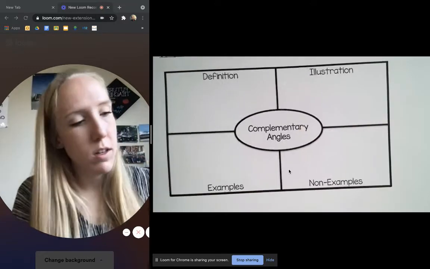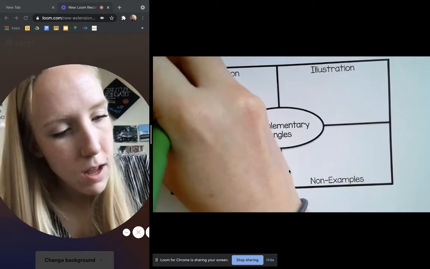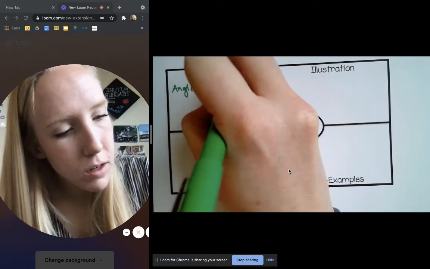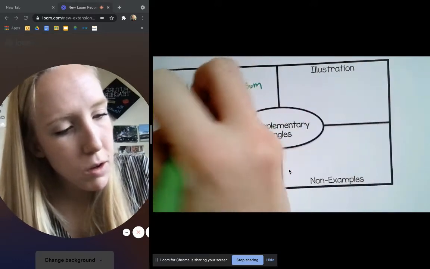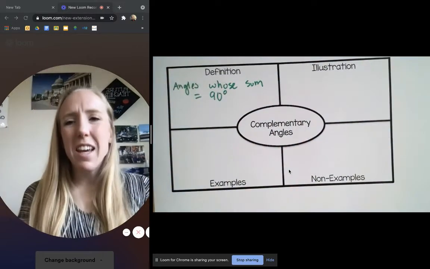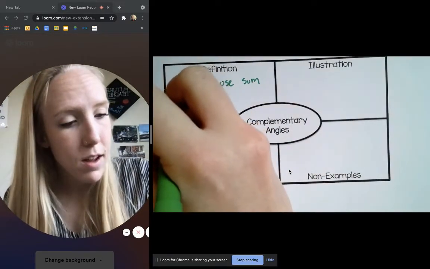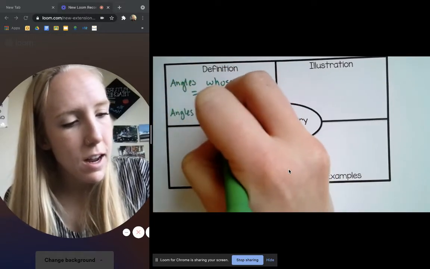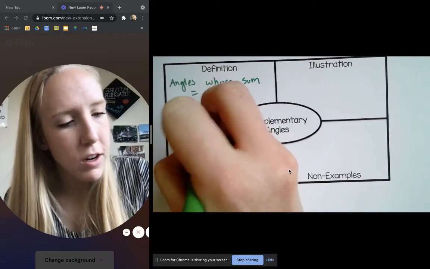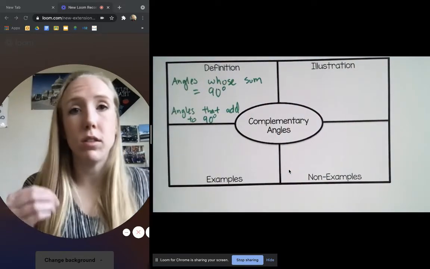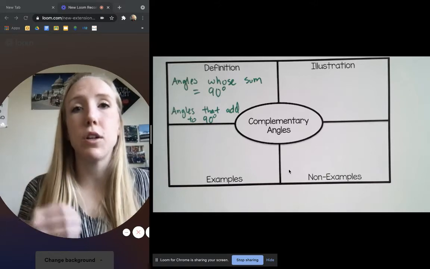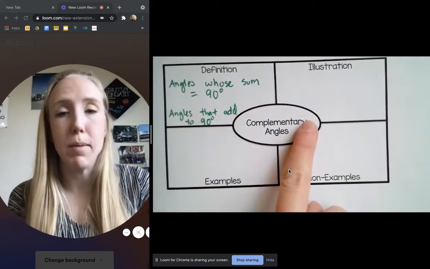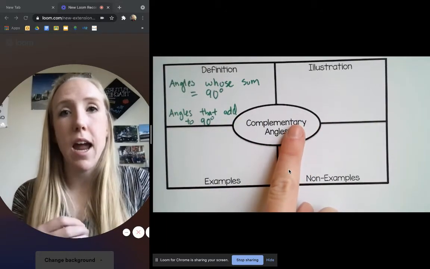So complementary angles are angles whose sum equals 90 degrees. And the easier way to say that is angles that add to 90 degrees. So if you have two angles and the measure in degrees of those angles add up to 90 degrees, they are what is called complementary because together they make a right angle.